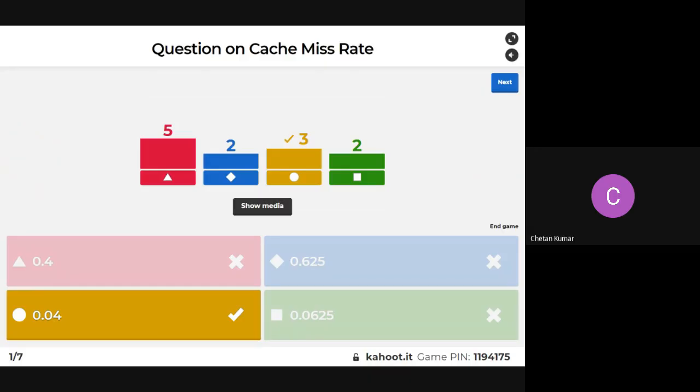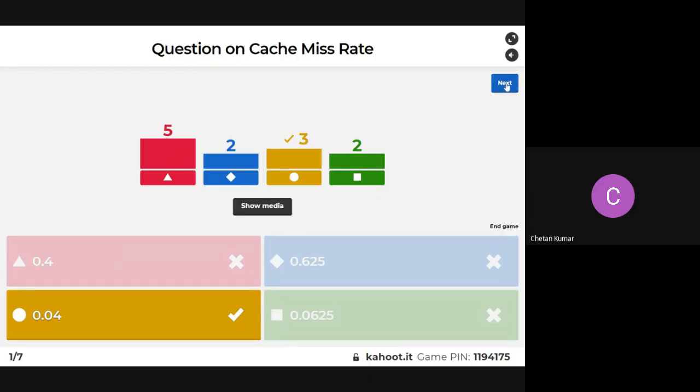For 100 instructions, how many memory accesses will there be? There was one more piece of information given, no? 25 load stores. So there will be 125 memory accesses, 100 for instructions and 25 for data. When you're asked to calculate misses per memory access, this is 5 by 125.